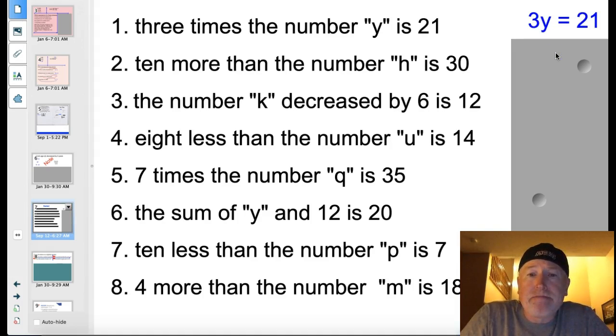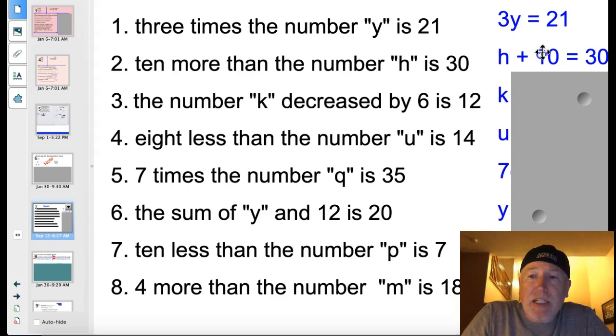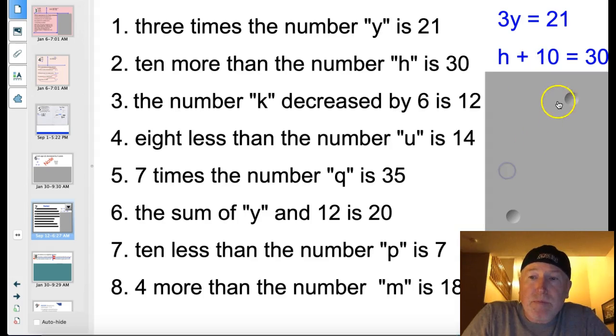Here it is. 10 more than the number h is 30. 10 more than h is 30. Yeah, it's h plus 10. I'm going to slide these answers over. It's h plus 10, not 10 plus h. The number k decreased by 6 is 12. That's pretty straight up.